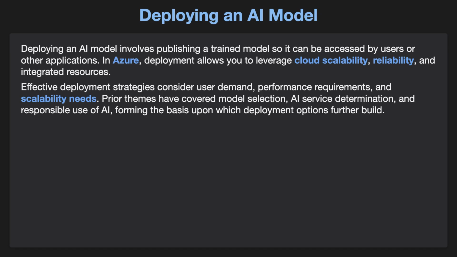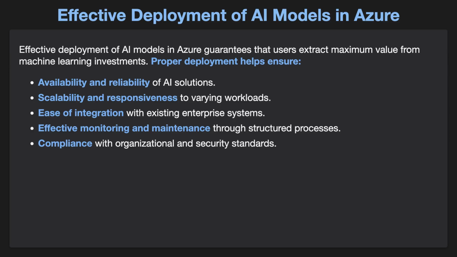Prior themes have covered model selection, AI service determination, and responsible use of AI, forming the basis upon which deployment options further build. Effective deployment of AI models in Azure guarantees that users extract maximum value from machine learning investments. Proper deployment helps ensure availability and reliability of AI solutions, scalability and responsiveness to varying workloads, ease of integration with existing enterprise systems, effective monitoring and maintenance through structured processes, and compliance with organizational and security standards.